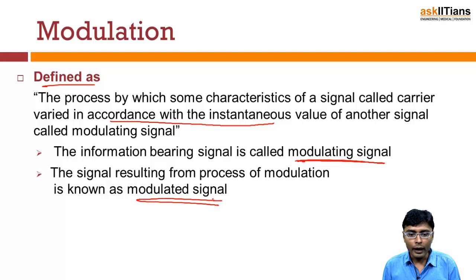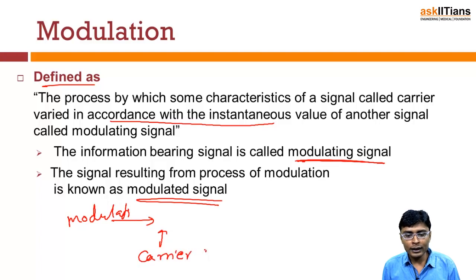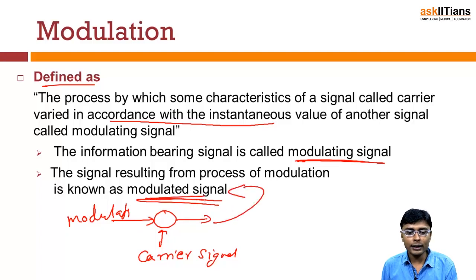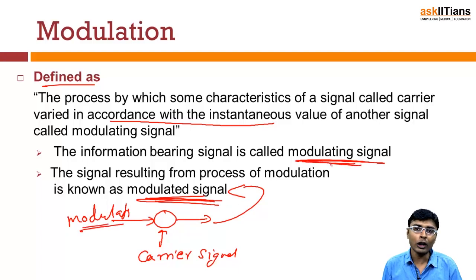There are basically two types of waves or signals. One is our modulating signal, which is our information signal, and the second is the carrier signal. The carrier signal is a high frequency signal which is used for converting this low frequency signal into a higher frequency signal, and the resultant signal is called the modulated signal. So the modulated signal is the signal after modulation, the modulating signal is the signal before modulation, and the carrier signal is the signal used for modulation of the modulating signal.